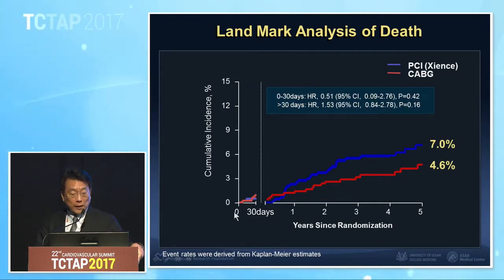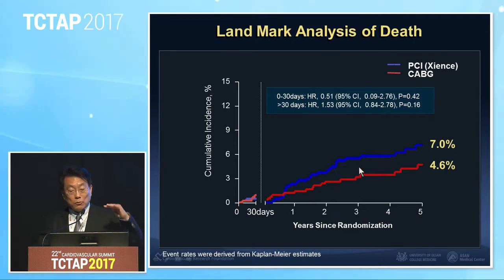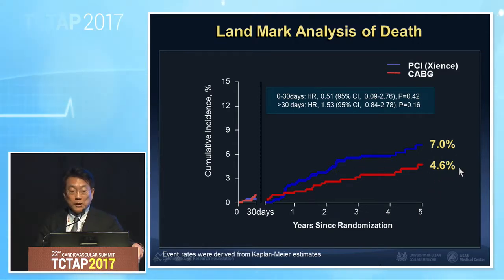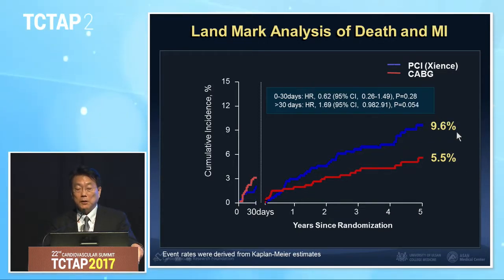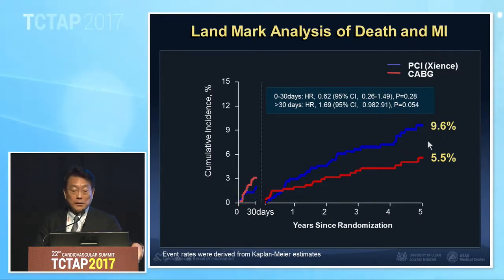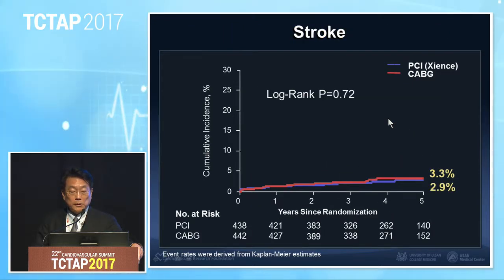Landmark analysis of deaths, not statistically different. However, look at this, in the 5 years follow-up period, there is a strong trend toward better outcomes in the group of the surgery, 4.6% in surgery, 7% in PCI. So combining the deaths and MI, and look at this, 5 years follow-up data, P 0.05, not statistically significant, however, a significantly lower death and MI, 5.5% in bypass surgery, 9.6% in PCI.